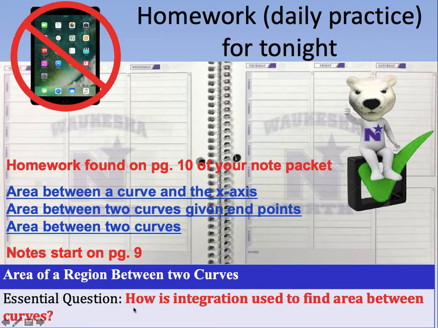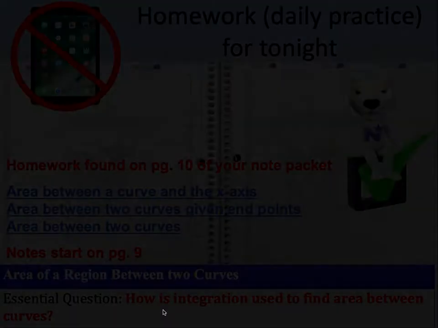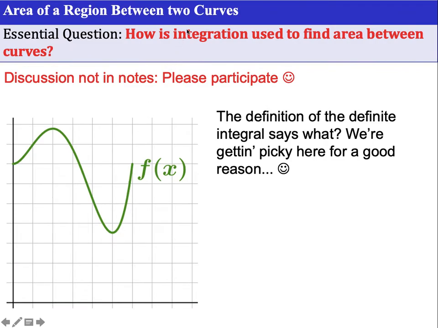So we're looking at this essential question here: how is integration used to find the area between two curves? Now, we've talked about integration a lot. We know that when we integrate, we find the area of the region that is underneath that curve and trapped between that and the horizontal axis, the x-axis. So finding the area between two curves is just a slight modification of that.